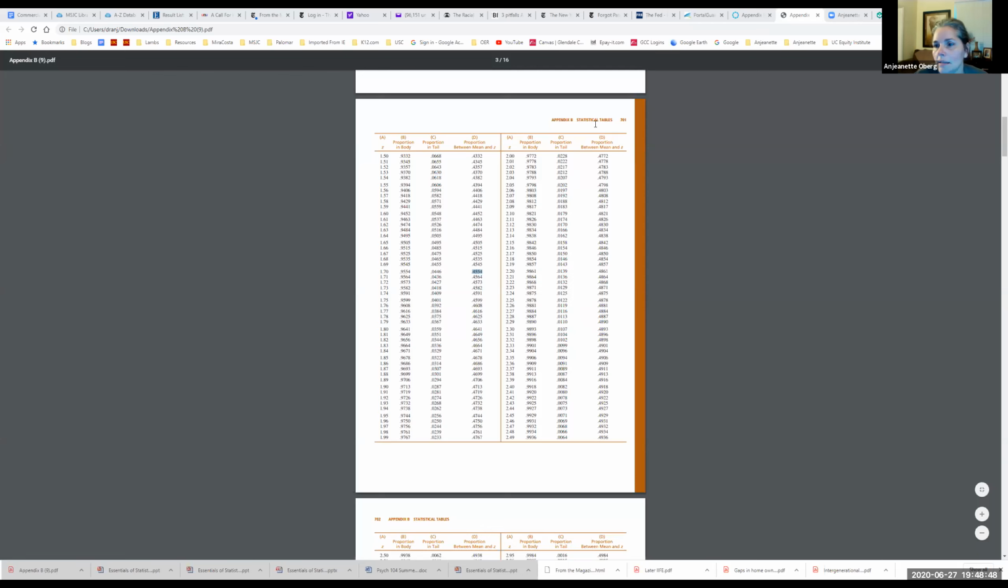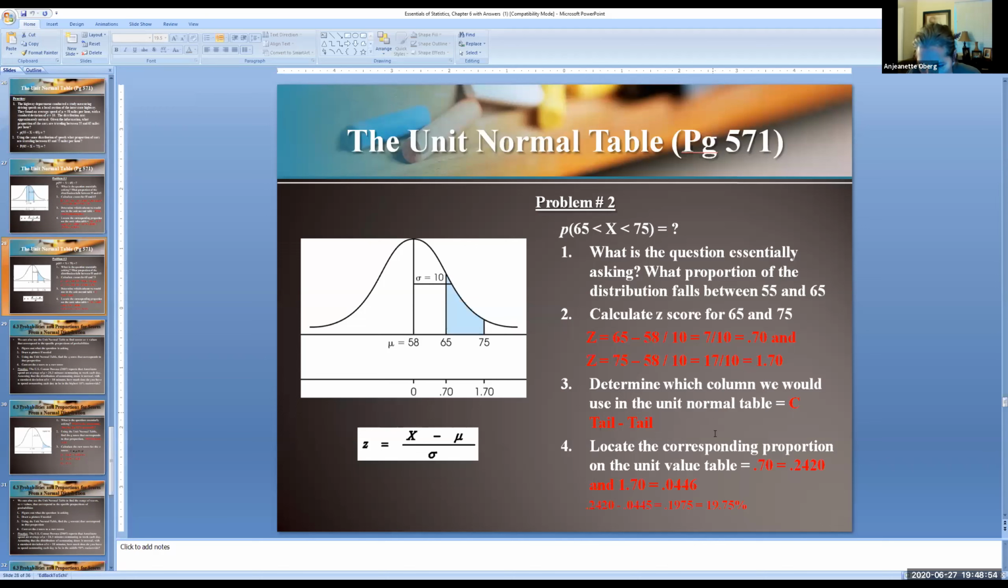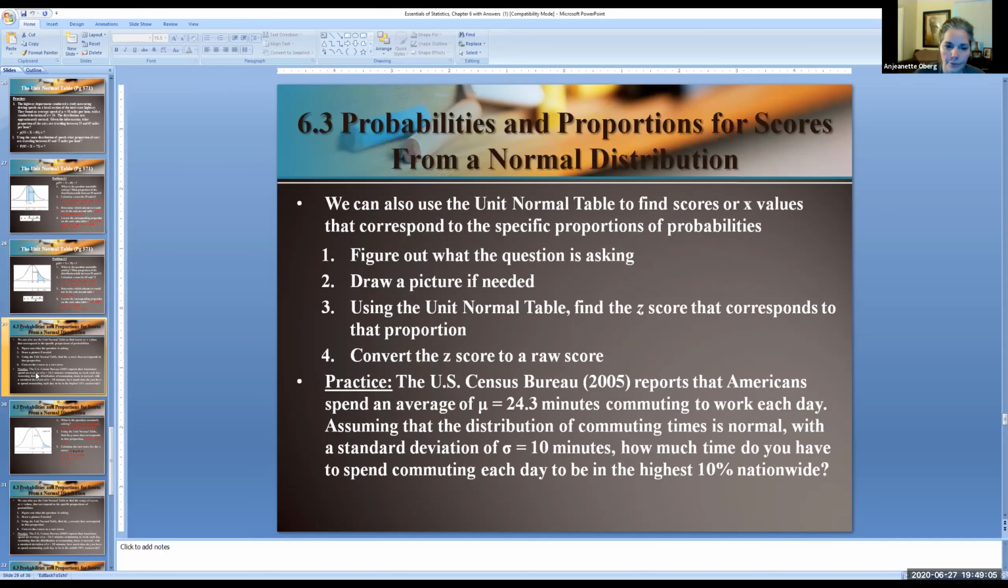Okay, and let's go back and just make sure I'm right. I can make mistakes, right? Here we go, 19.75%. Okay, so you have to figure out what it's asking you. Use your picture to sort through that, okay?